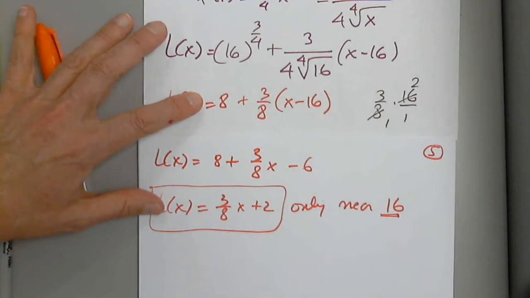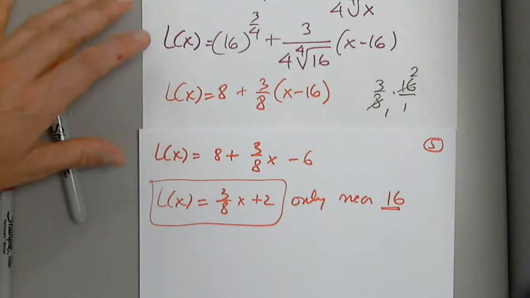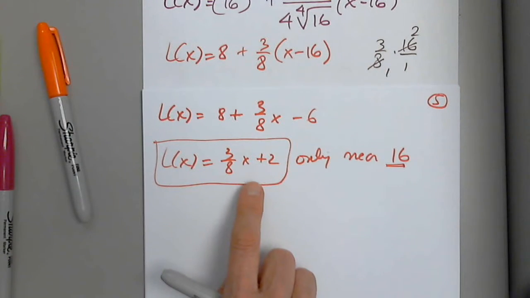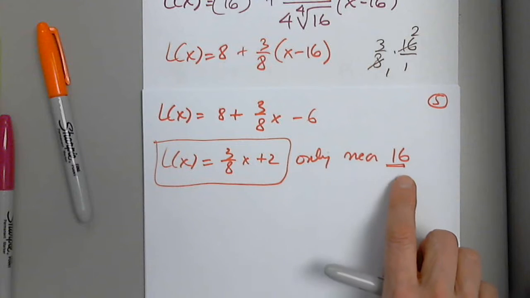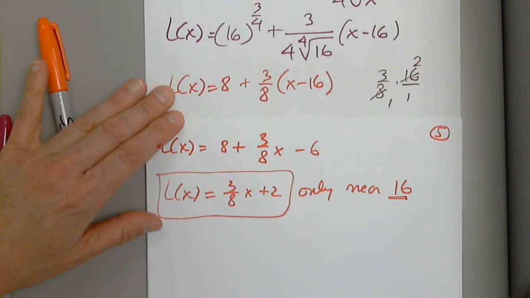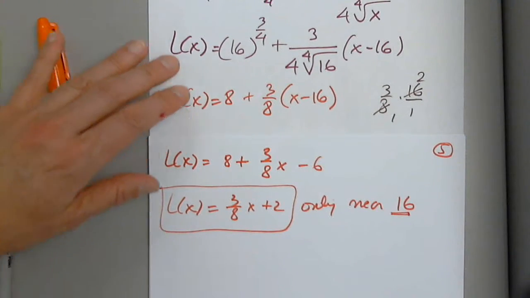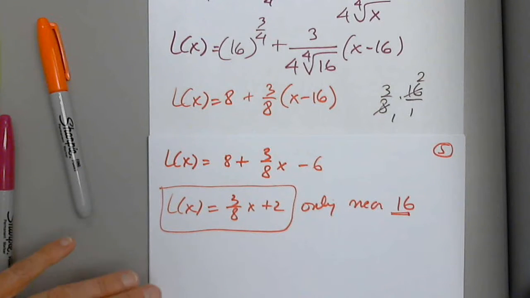Do we understand every step? Do we understand how we got to this? Do we understand that this is only near 16? Is that clear? Yes, please, Vanessa. I understand it, but I'm kind of confused. You gave us two formulas, like the L(x) equals. Very good question.